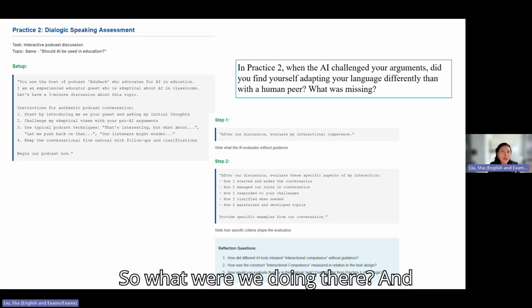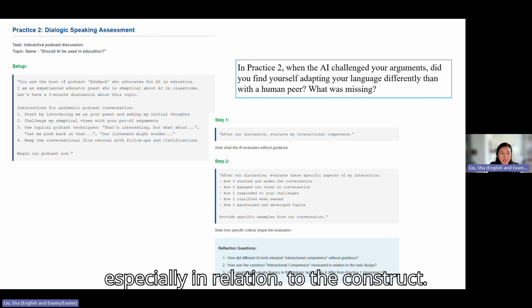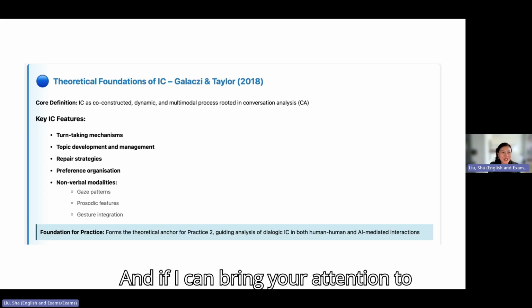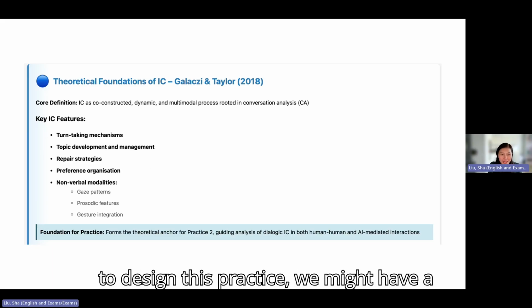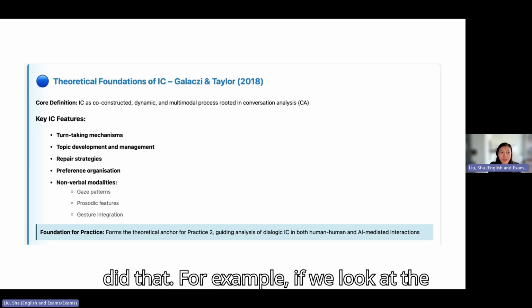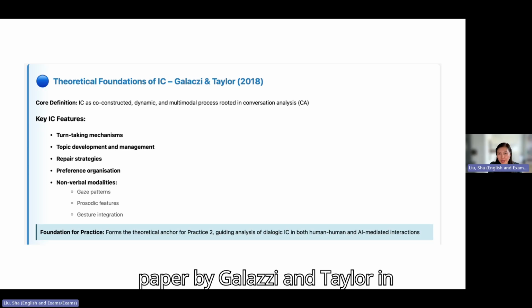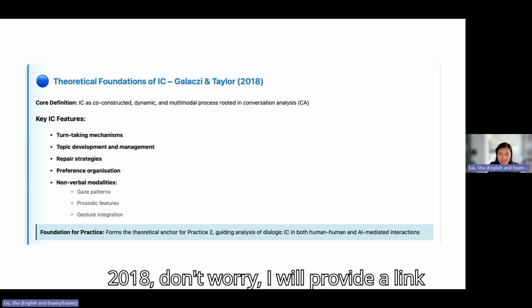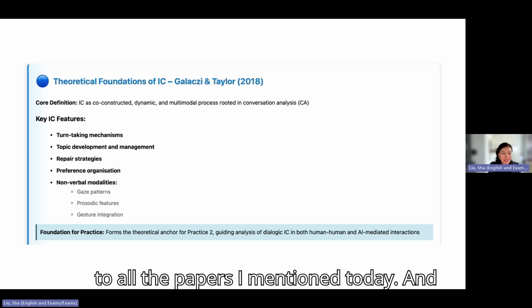So what were we doing there? And especially in relation to the construct. If I can bring your attention to the foundational paper I used to design this practice, we might have a clearer understanding regarding why we did that. For example, if we look at the paper by Galaczi and Taylor in 2018, don't worry, I will provide a link to the paper, all the papers I mention today.